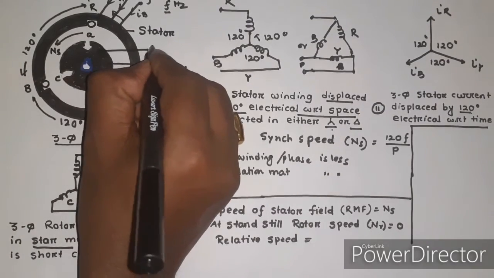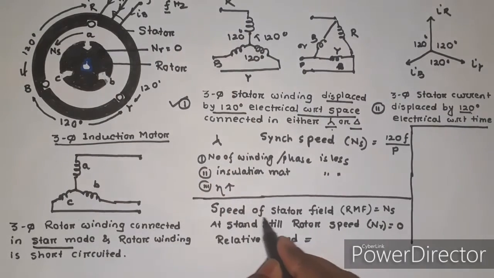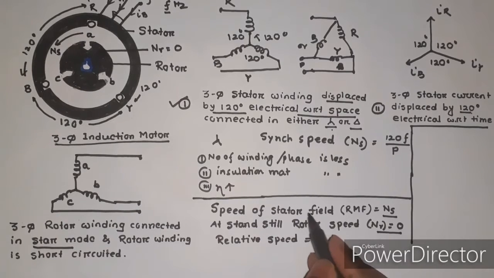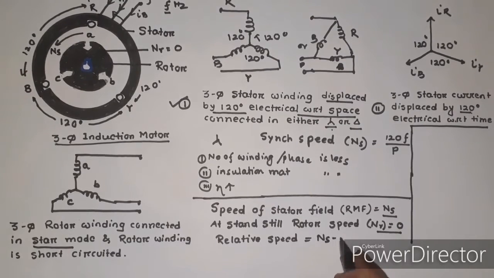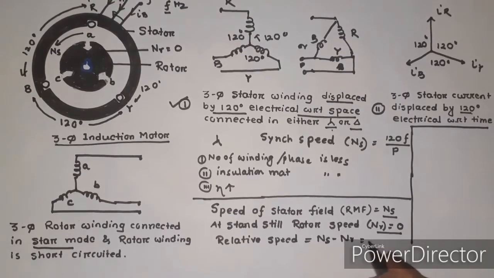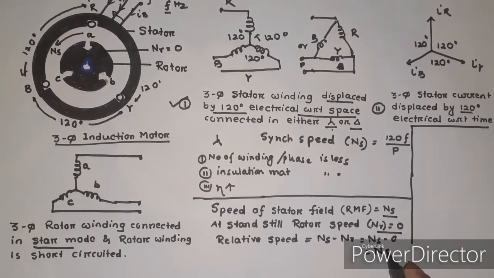The stator flux rotates in the air gap at synchronous speed ns, and at standstill the speed of the rotor nr is 0. The speed of the stator field is ns. That means the rotor is not rotating; the rotor speed nr equals 0. Therefore, the relative speed between the stator field and the rotor is ns minus nr, that is ns minus 0, which equals ns.